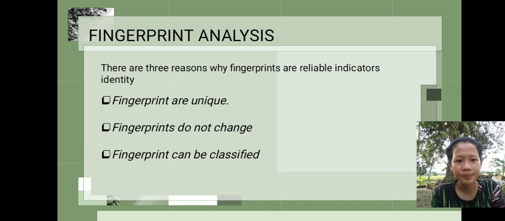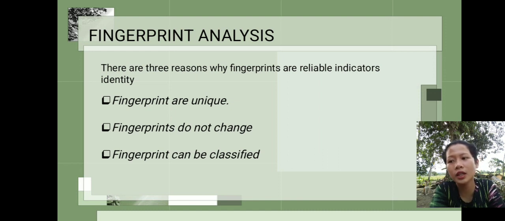Fingerprint analysis. There are three reasons a fingerprint is a reliable indicator of identity. Even with identical twins or relatives, there are differences in fingerprints. One reason is fingerprints are unique. Even twins have different fingerprints, which is the individual uniqueness of a fingerprint.